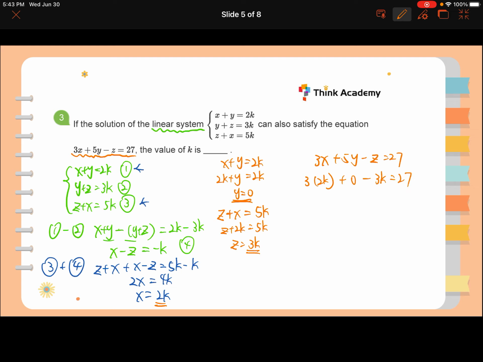That equals 27. And then we have 6k minus 3k equals 27, and k equals 9. So the value of k is 9. So again, we can first solve the linear system for x, y, and z, and then we are only left with one variable, which is k. Then we can plug it back into the last equation, and we can solve for k.